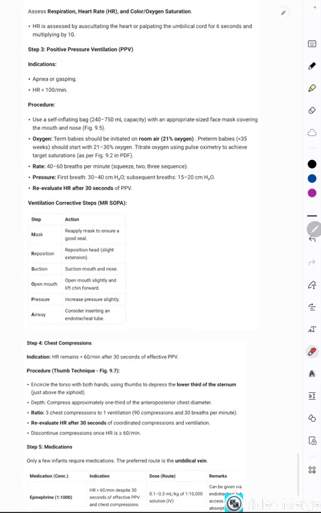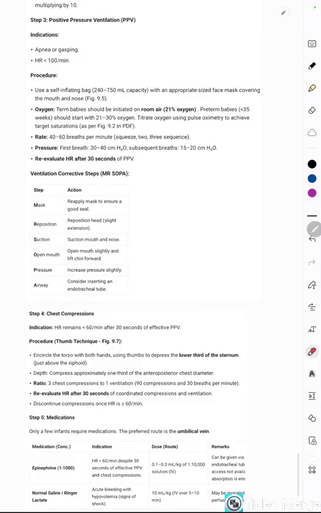For positive pressure ventilation, we can use two methods, either non-invasive or invasive. First, the non-invasive ventilation is done by self-inflating bag, or what we call bag and mask ventilation. The ambu bag used has a capacity of 250 to 750 ml. An appropriately sized face mask should be used along with that. For oxygen, for term babies room air, 21% oxygen, can be given. For preterm babies, FiO2 should be about 30%.